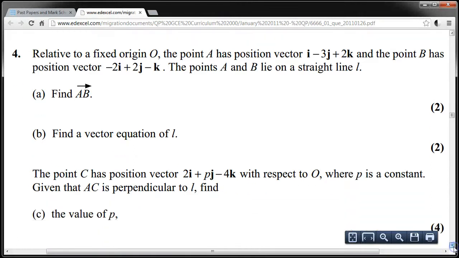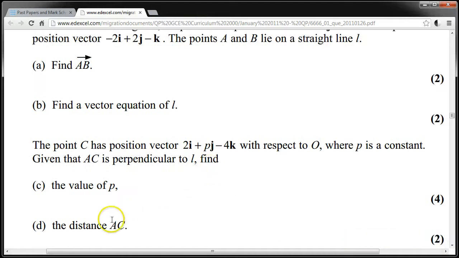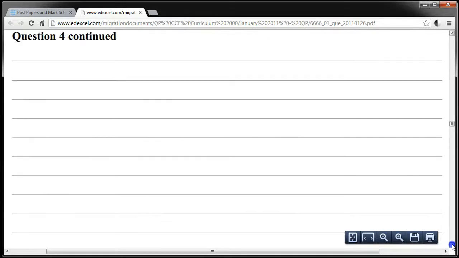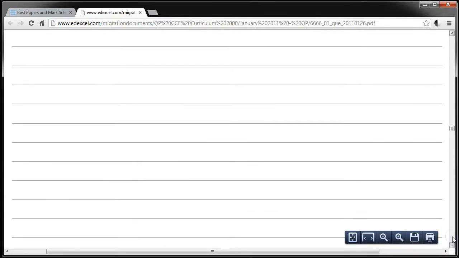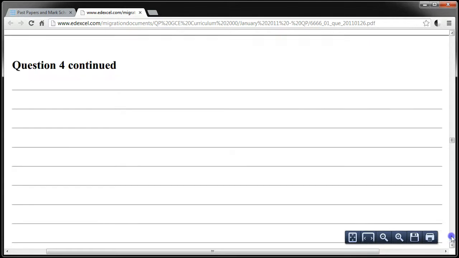Here we go here. Vectors. Find the vector from A to B, so that's easy. Vector equation of the line, straightforward. Perpendicular, the value of P, because it's perpendicular, so dot product, and the distance AC. So again, not a problem if you're familiar with doing questions on vectors. I can't see how that would be a problem. So let's go down to the next question then.